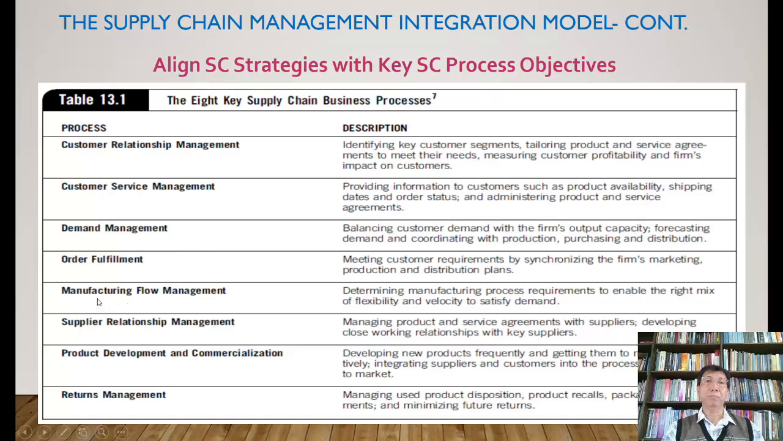And next is manufacturing flow management. It is determining manufacturing process requirements to enable the right mix of flexibility and velocity to satisfy demand. And supplier relationship management is managing product and service agreements with the supplier and developing close working relationships with the key supplier.